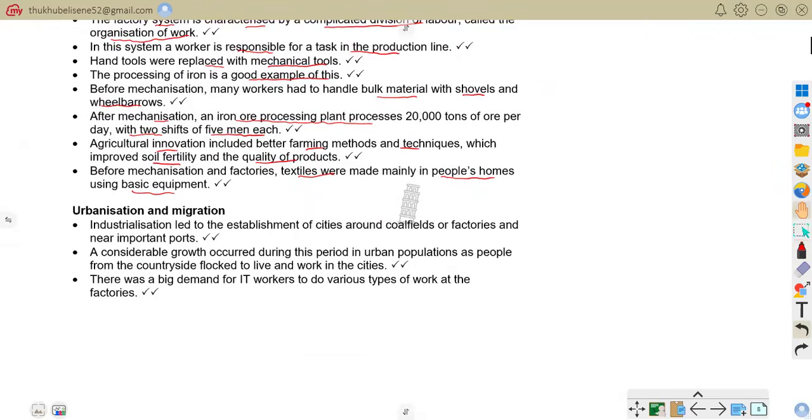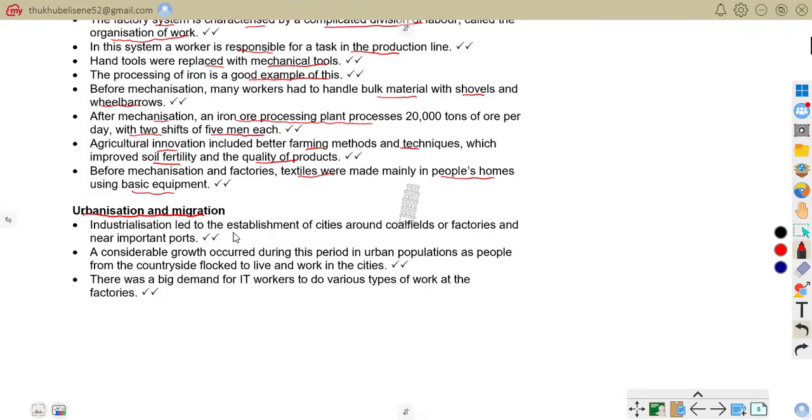Let us come to urbanization and migration. Urbanization and migration played a significant role in South Africa's industrial development as people moved from rural areas to cities. For example, we can look at how Johannesburg grew. The city's population surged due to gold mining, transforming it into a major industrial hub. That is when you talk of urbanization.